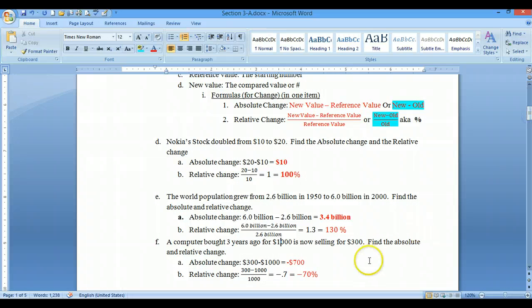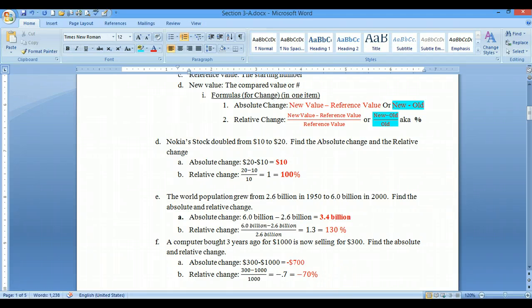The relative change will still be 300 minus 1,000, but divided by the old value as well, which is 1,000, making this negative 0.7. Or, changing that to a percent by moving the decimal over to the right too, is negative 70%.